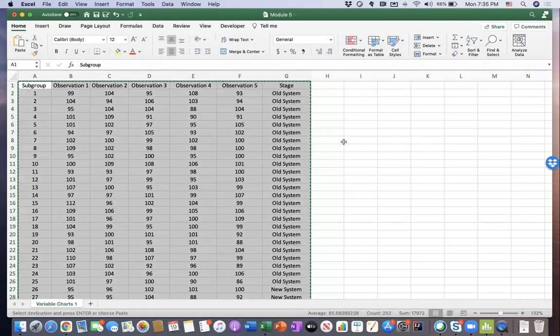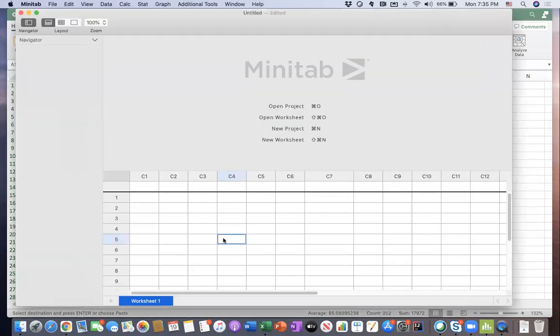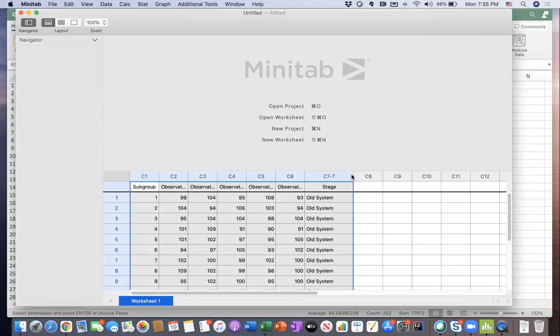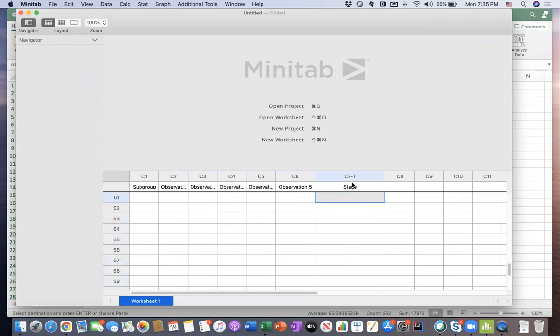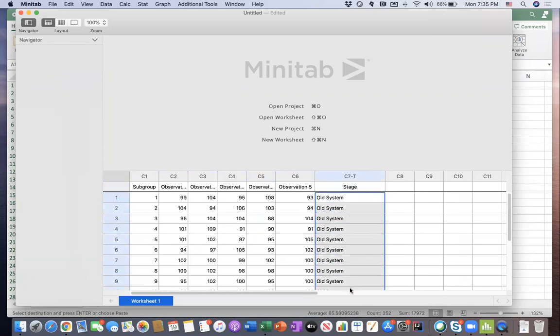Okay, so at this point, let's copy our data set and transfer it to Minitab. And now it is clear that we do have this in Minitab. We have both old system data for 75 observations, and we start collecting observations after the old system. The new system starts with the 26th subgroup.